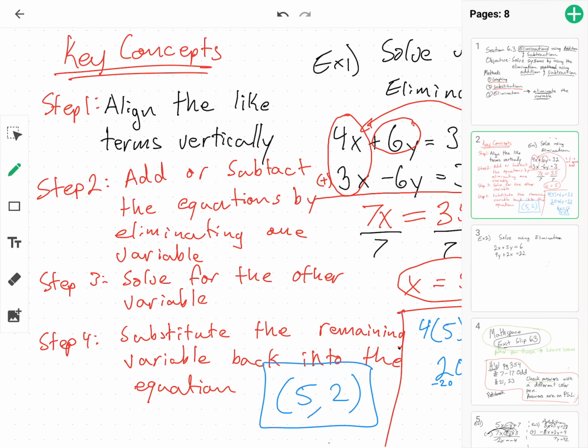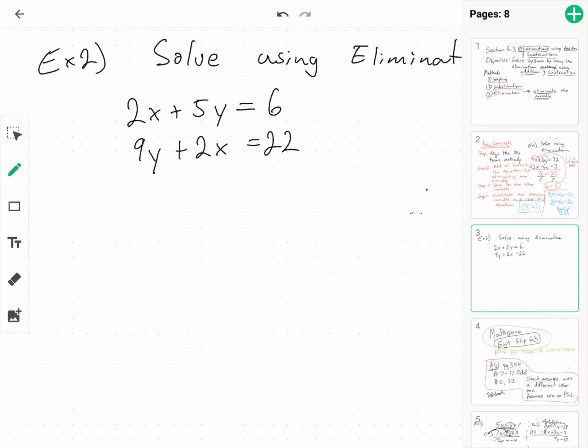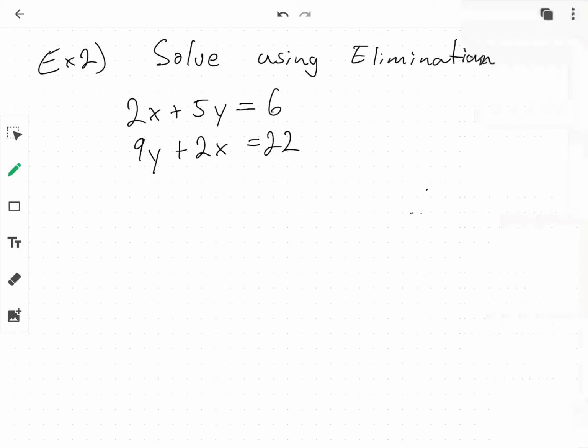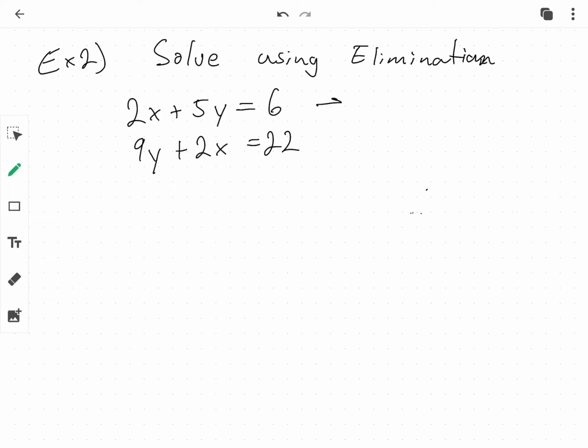All right, let's look at our second example. So let's solve using elimination. So step 1, we need to align the equations vertically. So if we move this over this way, we have 2x plus 5y equals 6. And move this one over. We want to rearrange it so they are vertically aligned. That was step 1. Step 2, now we either need to add or subtract the equations together.